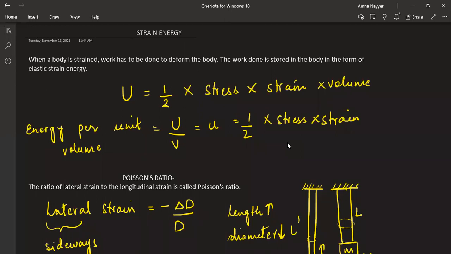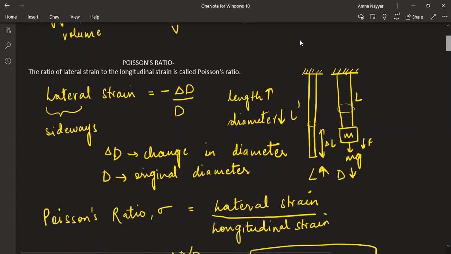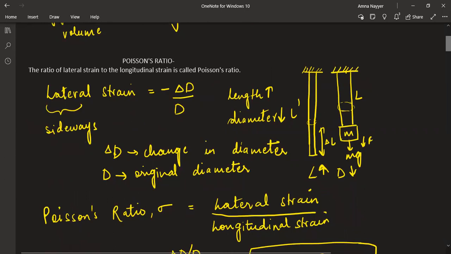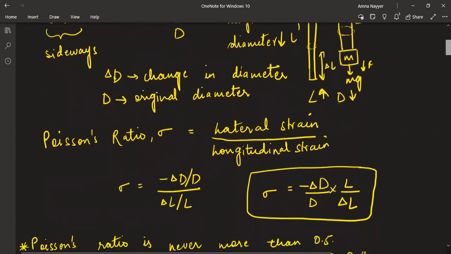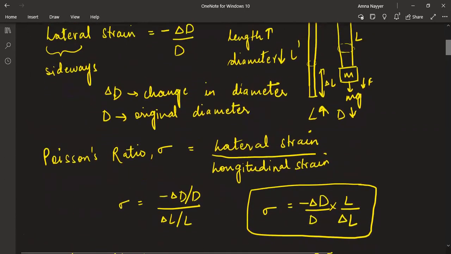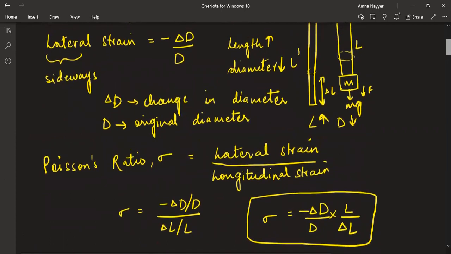The elastic energy will be storing itself in the form of potential energies. So that work done is stored in the form of energy. This is known as elastic strain energy. Right, one ratio you have, this ratio is also easy. See here, this is known as Poisson's ratio.